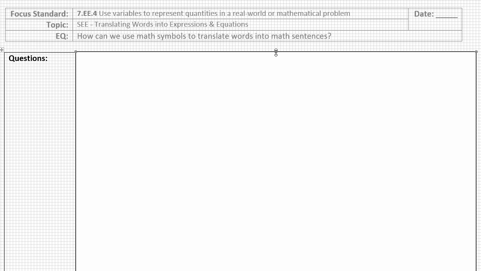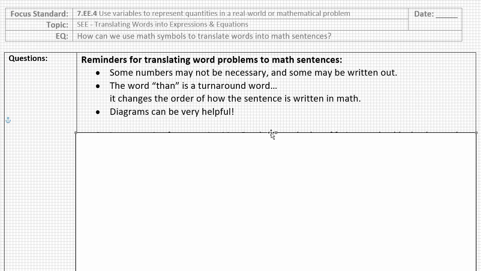So today's skill is not one that's brand new. Translating words into math sentences is something you've done for a while now. So here are just 3 reminders for translating word problems to math sentences. Some numbers may not be necessary. Remember, we refer to that as number hunting, so you want to be careful of that. And some may be written out, so really make sure that the numbers and the values you're using are necessary to the problem and you didn't miss any that were written in word form.